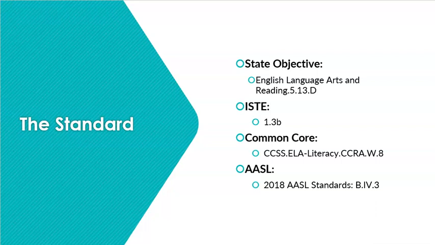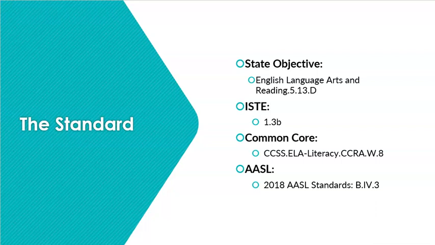For the Common Core standard CCSS.ELA-literacy.CCRA.W.8, this standard says that we need to find multiple sources. And when we find those sources that are relevant and are trustworthy and do go along with our research, we need to make sure we cite those sources and we give credit where credit is due.